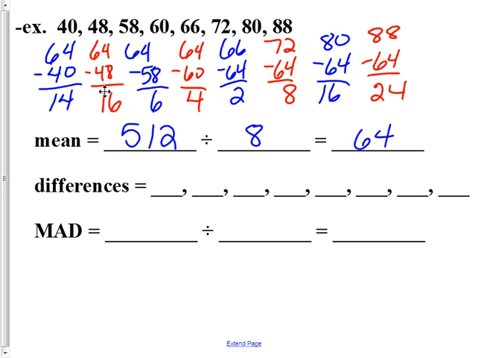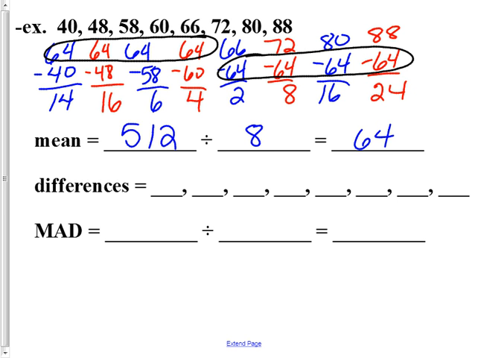Again, the whole purpose there is to find how far away each piece of data is from the mean of the data. The mean of our data was 64. Notice that in every single case, I'm finding the difference between 64 and the original piece of data. Now that I have those numbers, my differences are 14, 16, 6, 4, 2, 8, 16, and 24.